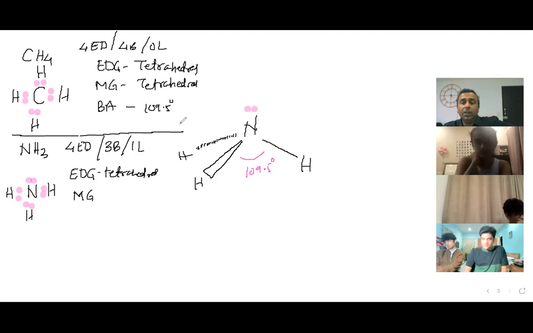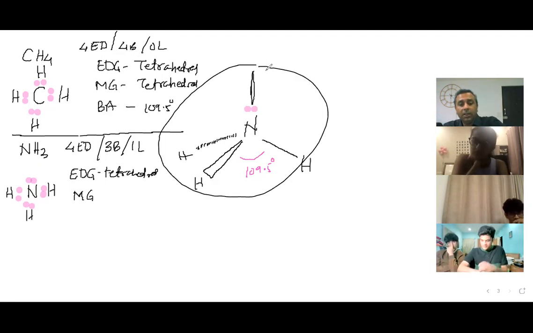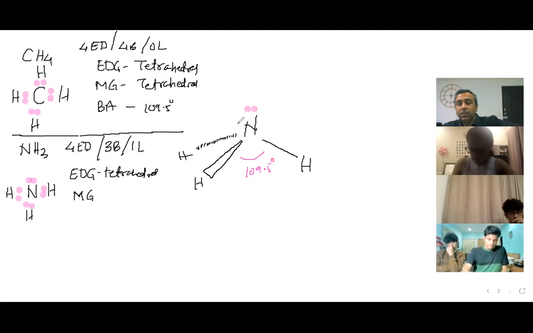Now molecular geometry is not tetrahedral because there is no atom here. If there was an atom here, yes, this is tetrahedral. But in the absence of that atom, this shape is triangular pyramidal.